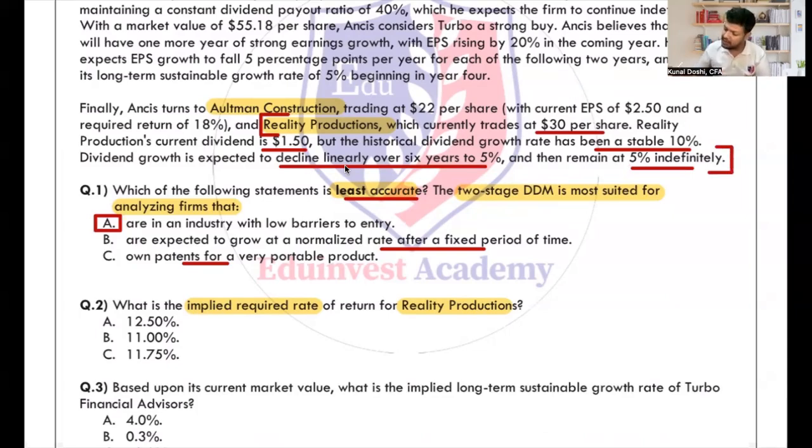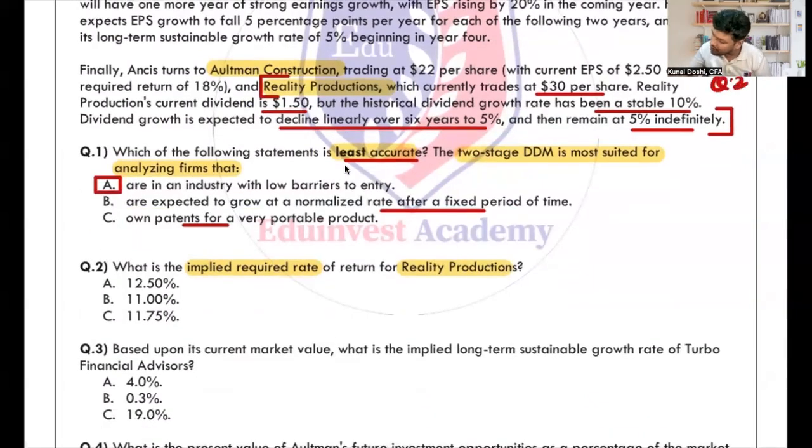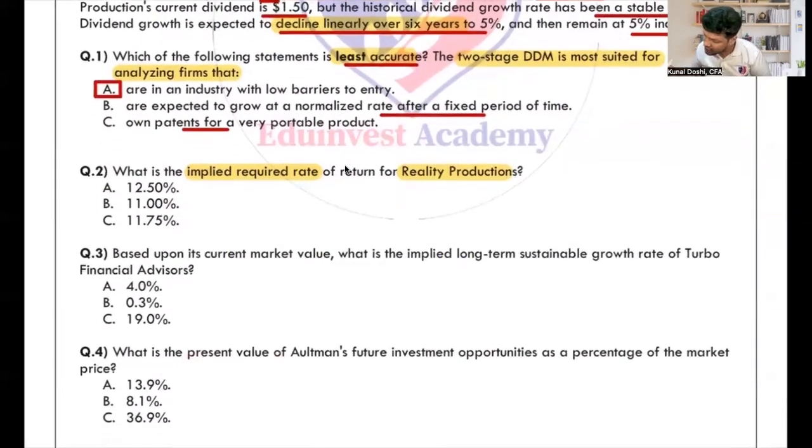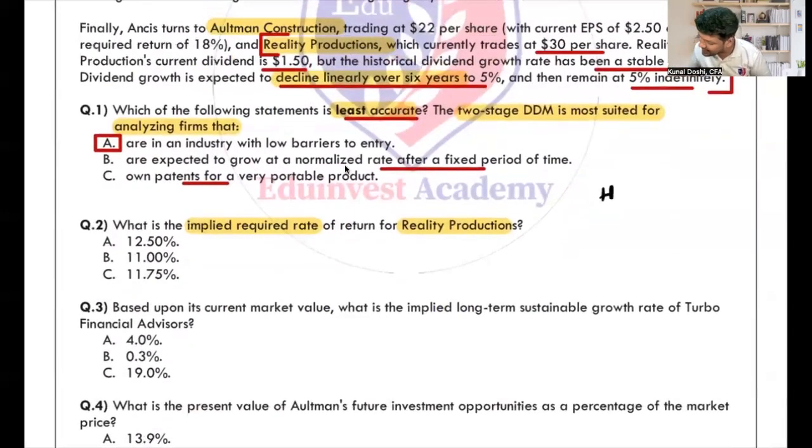Can someone tell me what type of dividend discount approach we will use here? Amazing, very nice answer. H model. Why not two-stage, and why H? Because it is going to decline linearly over 6 years. When they say linearly over 6 years, my H, which is 6, correct? 6 times over 2, which is going to be 3.